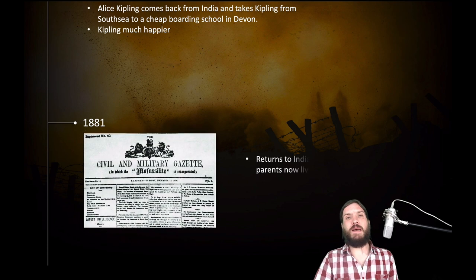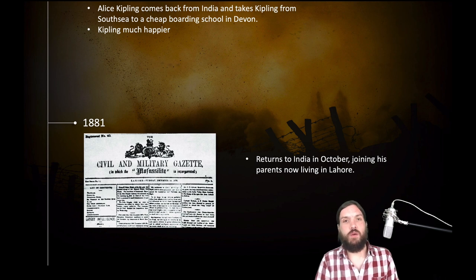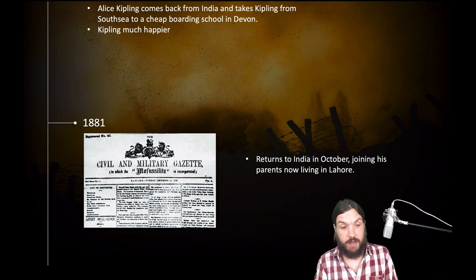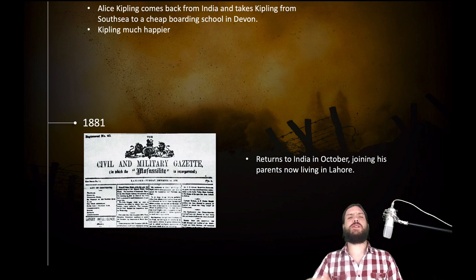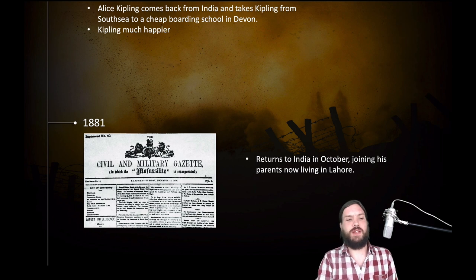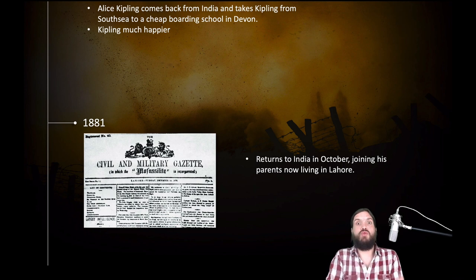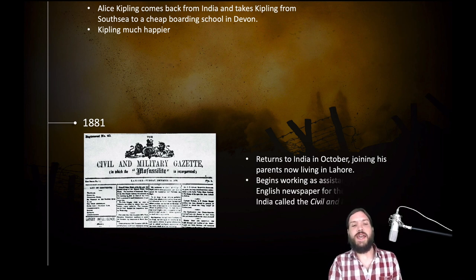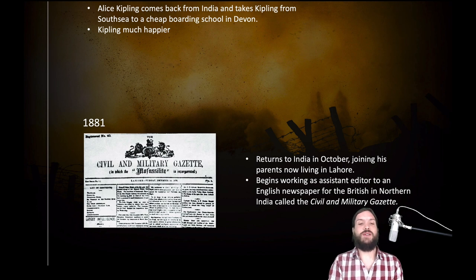Okay, we fast forward a few years to 1881. He returns to India and begins working as a journalist, joining his parents in Lahore, which is nowadays Pakistan, but was India at the time, working for the Civil and Military Gazette. Now, again, remember, a boy born in India to British parents, sent to England, comes back. He obviously feels himself as being superior and better, and he's keeping very closely with the expatriates who are living in India, ruling it. He begins as an assistant editor to an English newspaper for the British in northern India called the Civil and Military Gazette. All these ideas of Rule Britannia almost brought up in the title alone.